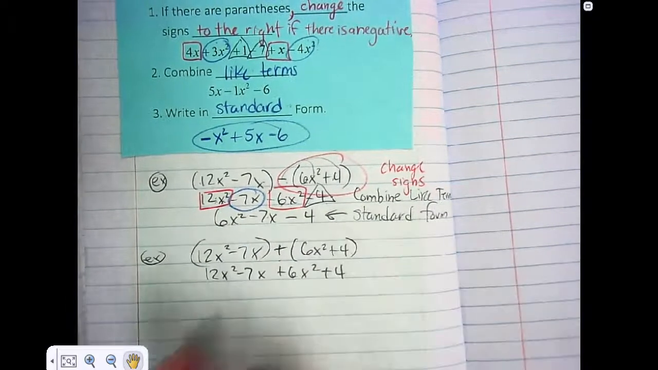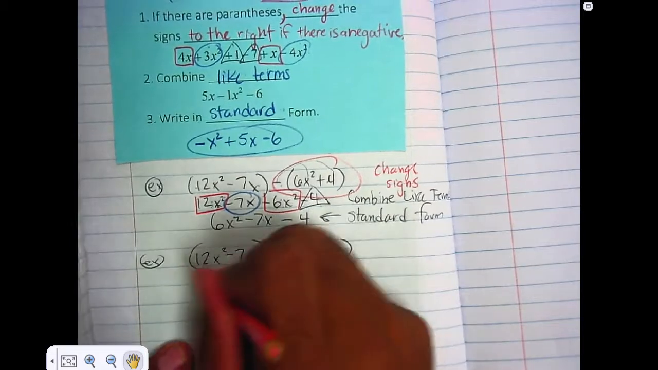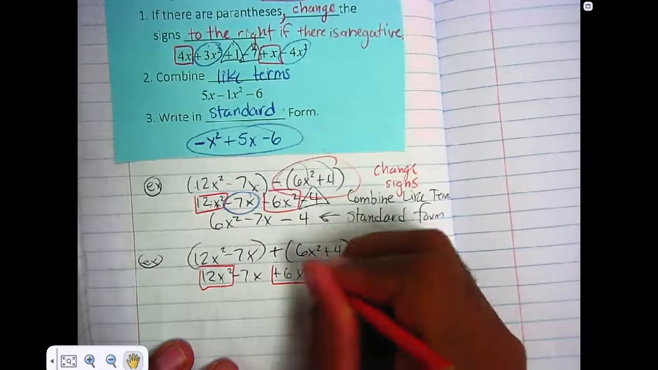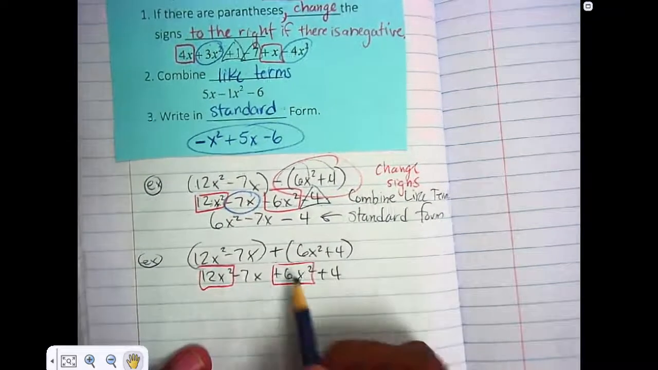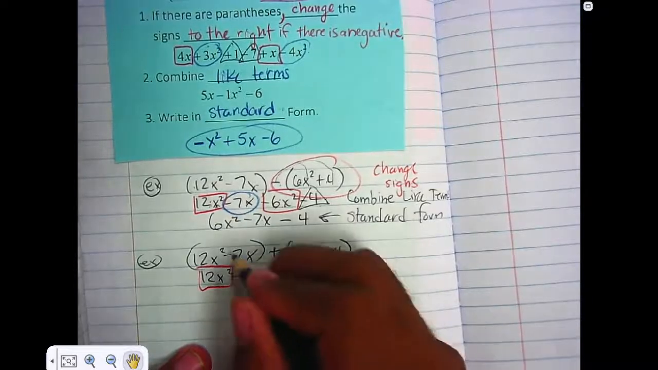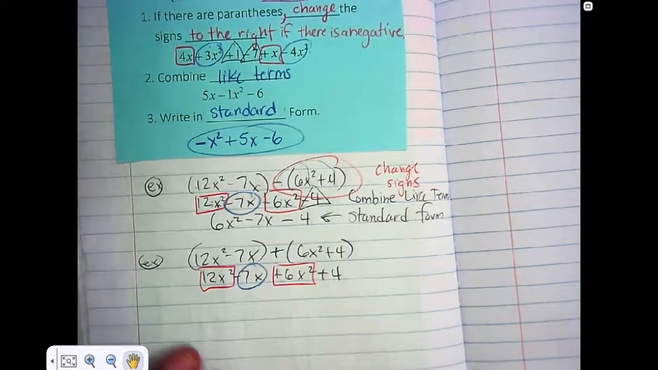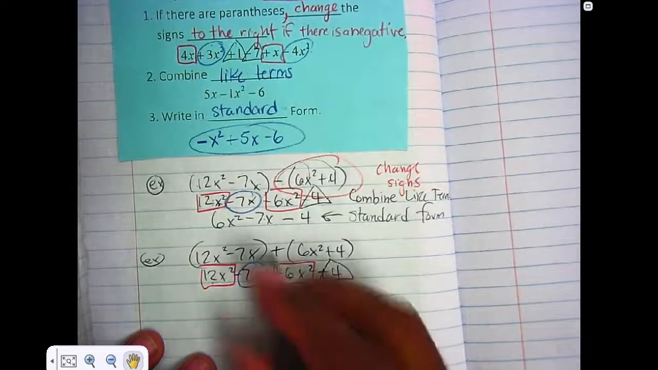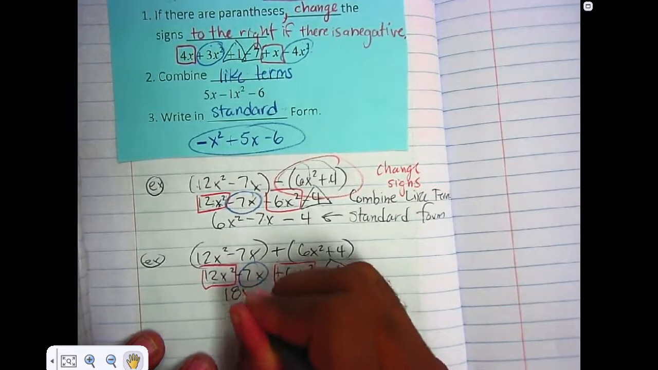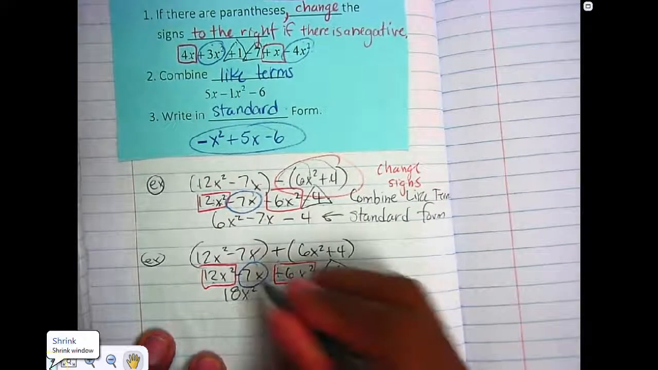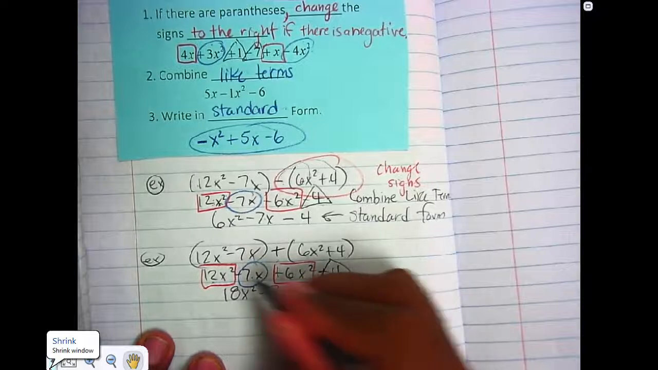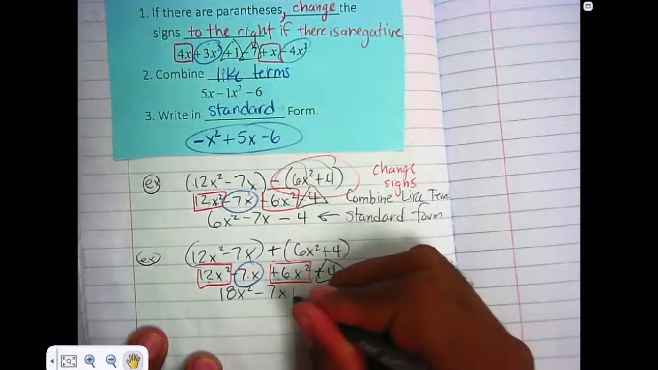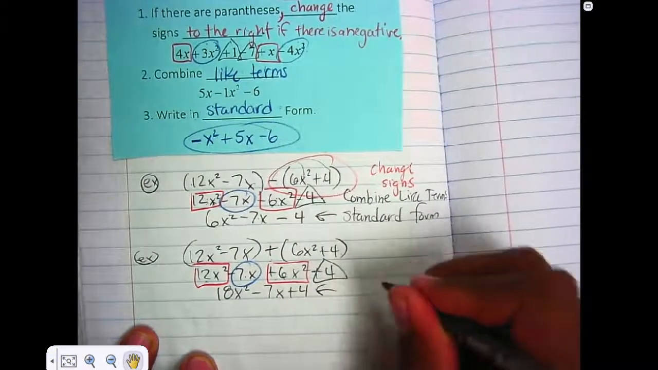But again, we need to combine like terms, just like we did in the step before, and the same terms are like terms. It's just now that this 6 is positive and this 4 is also positive. So now 12 plus 6x squared is going to be 18x squared. And then again, the same terms follow after that, -7x, and now plus 4. And again, that's our standard form.